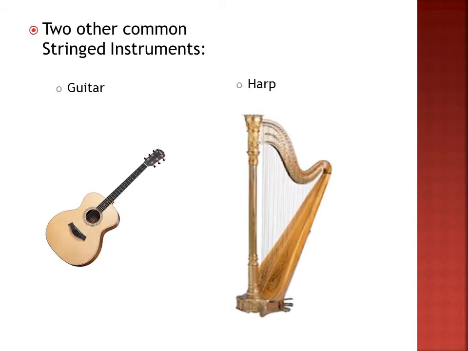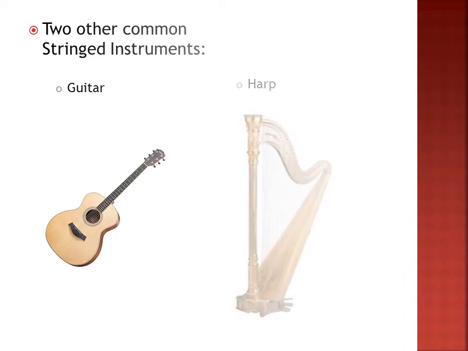Two other common string instruments are the guitar and the harp. They're pictured below just so you can see what they look like. If you'd like to know more about those instruments, feel free to read about them in your book or look up examples of their playing on YouTube.